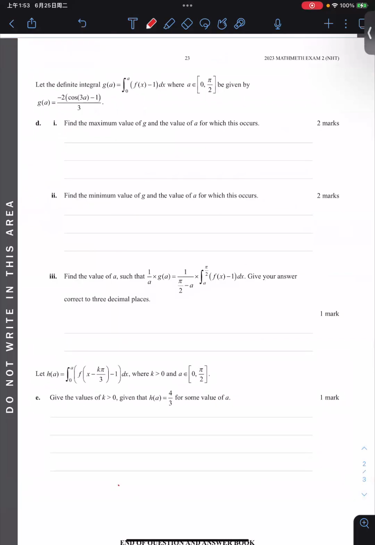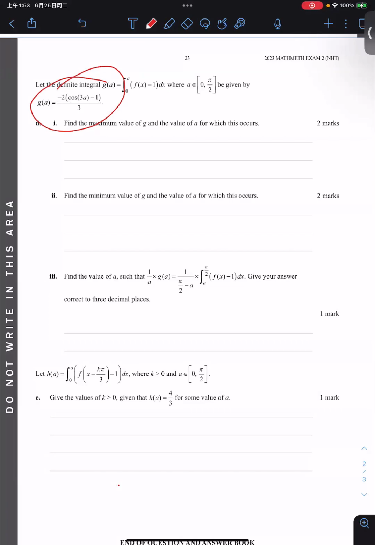Now next is a major issue. Let the definite integral G(a) equal the anti-differentiation from 0 to a of f(x) minus 1 dx, where a belongs to 0 to half pi, be given by this. Now, if the question already provides you the G function's expression, you don't have to worry about doing the anti-differentiation by yourself. You can directly apply it because the question gives you.